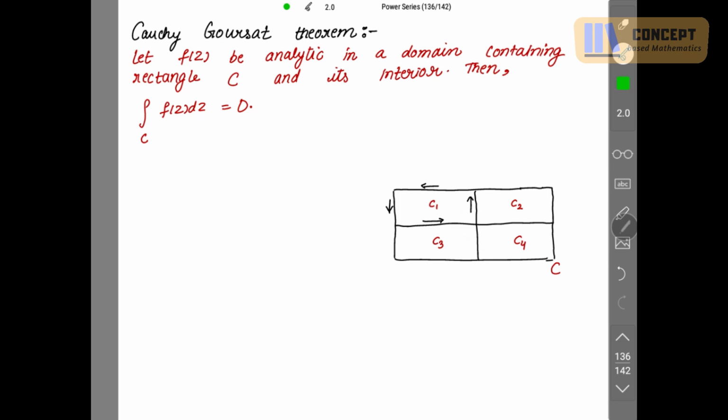Now Goursat uses Cauchy's weak theorem here to prove this theorem, and there is no assumption of the continuity of f'(z), because Cauchy's weak theorem requires that. It says if f(z) is analytic with a continuous derivative in a simply connected domain D and C is a closed contour, then the integral over C of f(z) dz is 0. But Goursat, without assuming the continuity of f'(z), uses Cauchy's weak theorem and proves this theorem, that is, the integral over C of f(z) dz is equal to 0. So let's start with the proof.